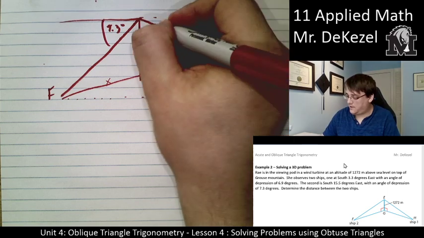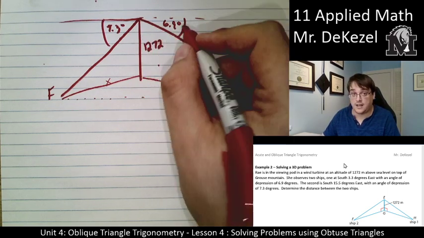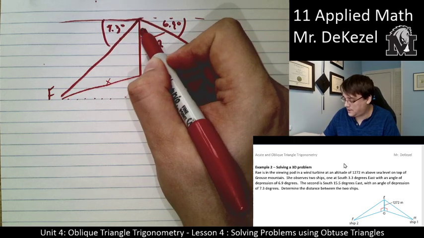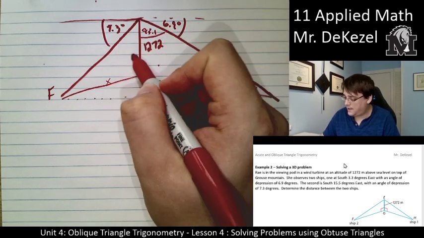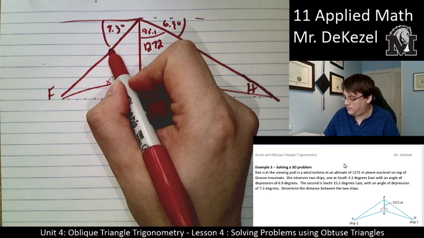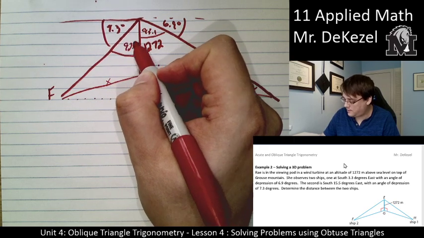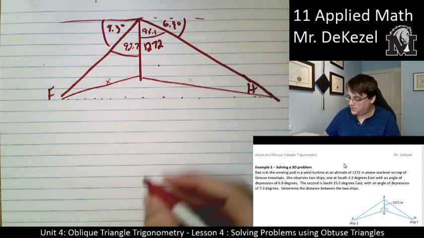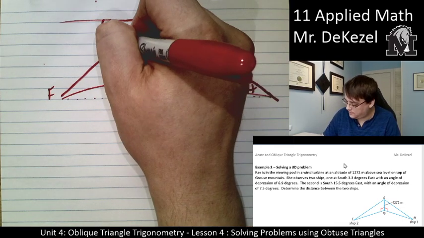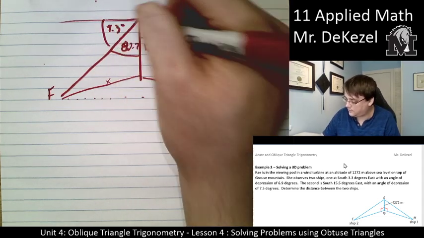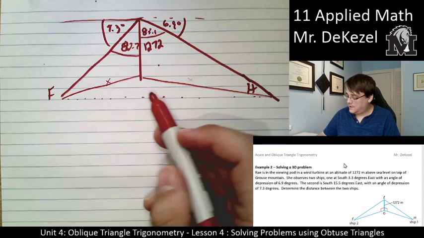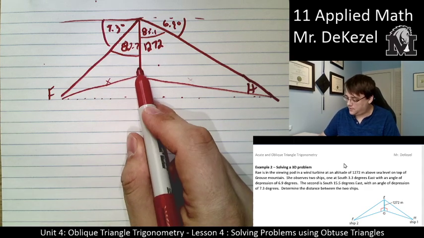If this is the angle of elevation, I know that this angle is 90 degrees. Subtract that. So 90 subtract 6.9 would be 83.1. And subtract 7.3 would be 82.7. So I know those angles there now. 82.7 and 83.1.